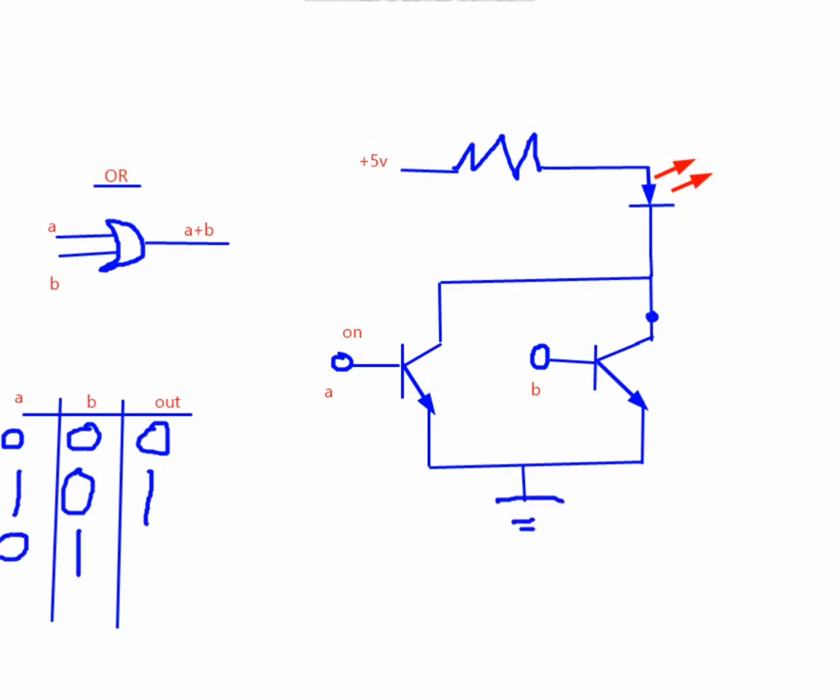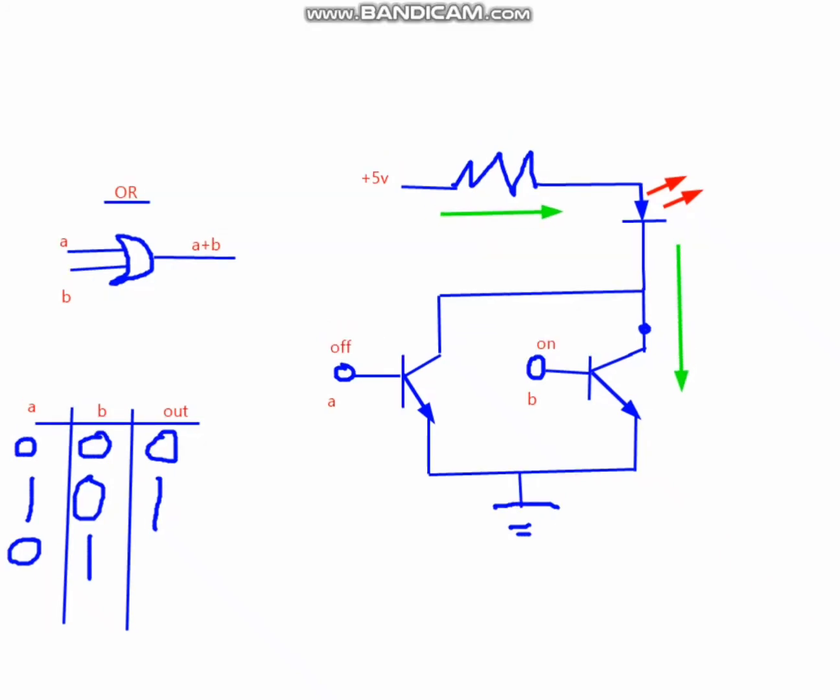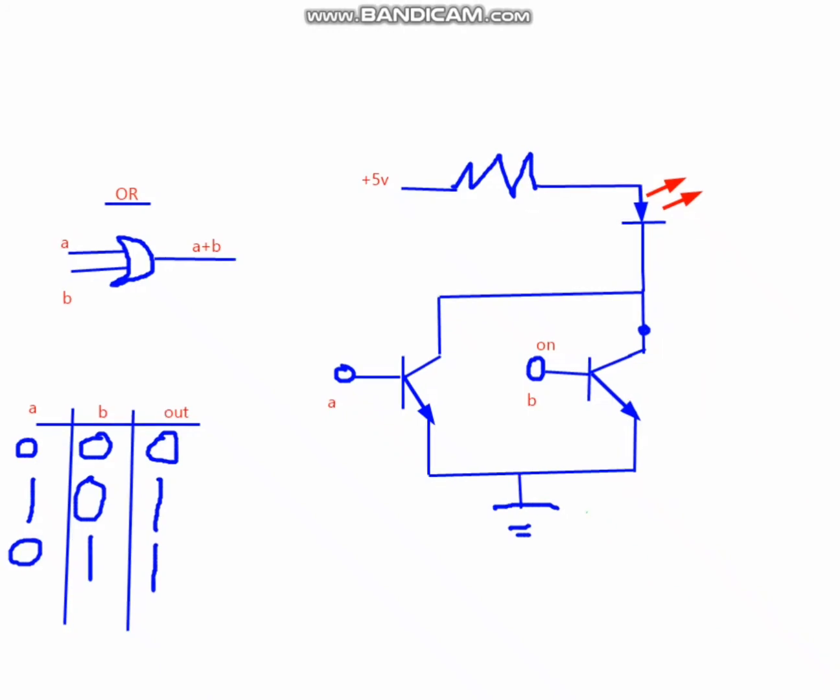Now what if transistor B is on and transistor A is off? Current can still flow through the resistor and the LED, but this time to transistor B. Therefore, the LED will be on. Now what if A and B are both on? The LED will definitely be on. The current will flow through the LED, through the first transistor, and the second transistor to the ground.